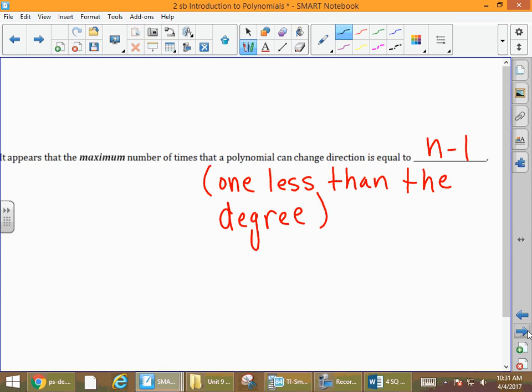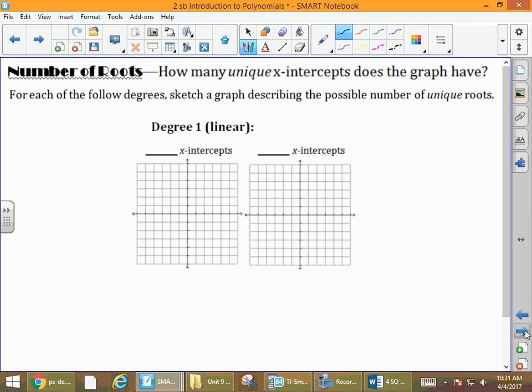So we've named our polynomials. We've looked at degree. We've looked at end behavior. We've looked at turning points. The last part that we're going to look at is the number of roots. How many unique x-intercepts does the graph have? Again, that's a root, that's a 0, an x-intercept. So for each of the following degrees, we're going to sketch a graph describing the possible number of unique roots.